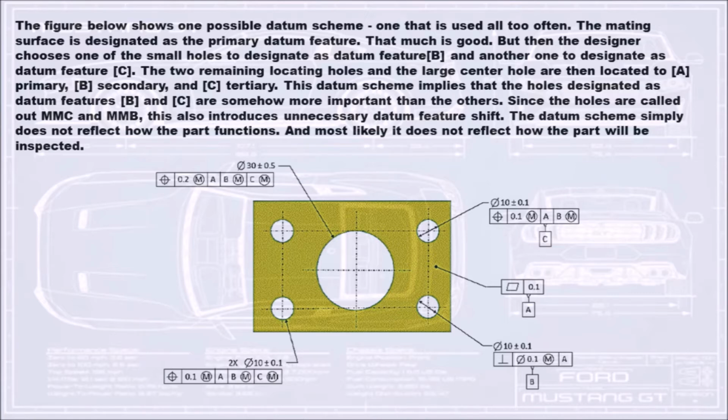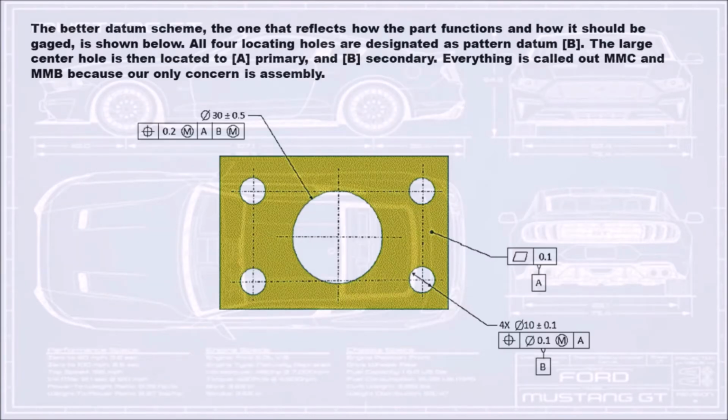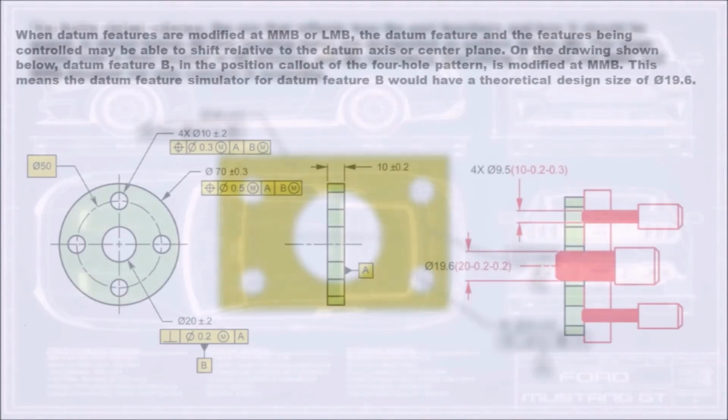The datum scheme simply does not reflect how the part functions. And most likely it does not reflect how the part will be inspected. The better datum scheme, the one that reflects how the part functions and how it should be gauged, is shown below. All 4 locating holes are designated as pattern datum B. The large center hole is then located to A primary, and B secondary. Everything is called out MMC and MMB because our only concern is assembly.